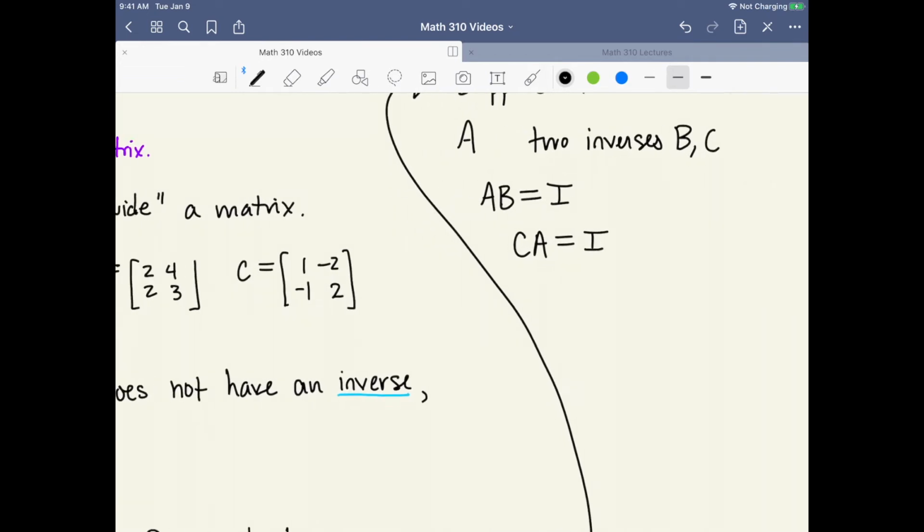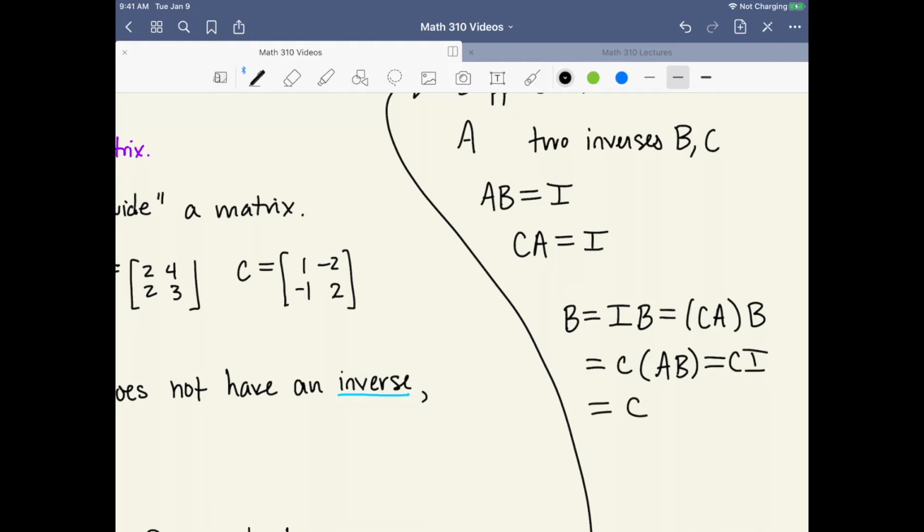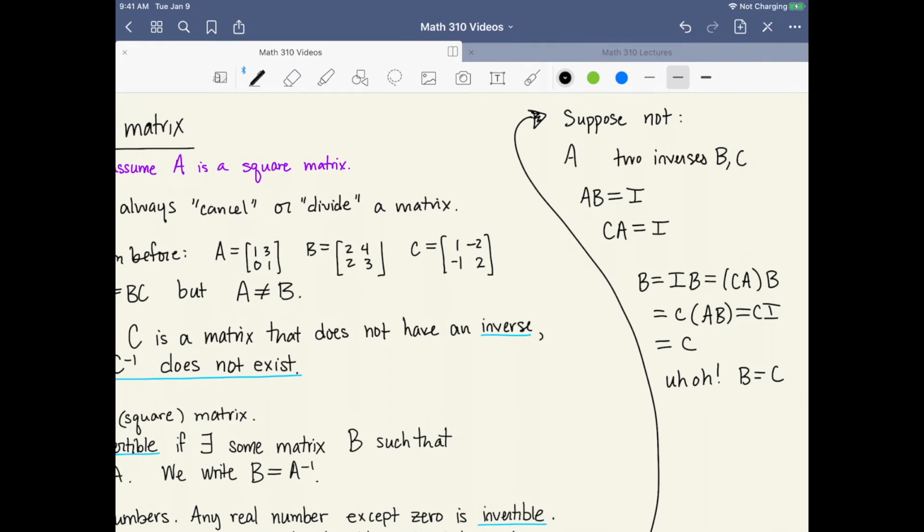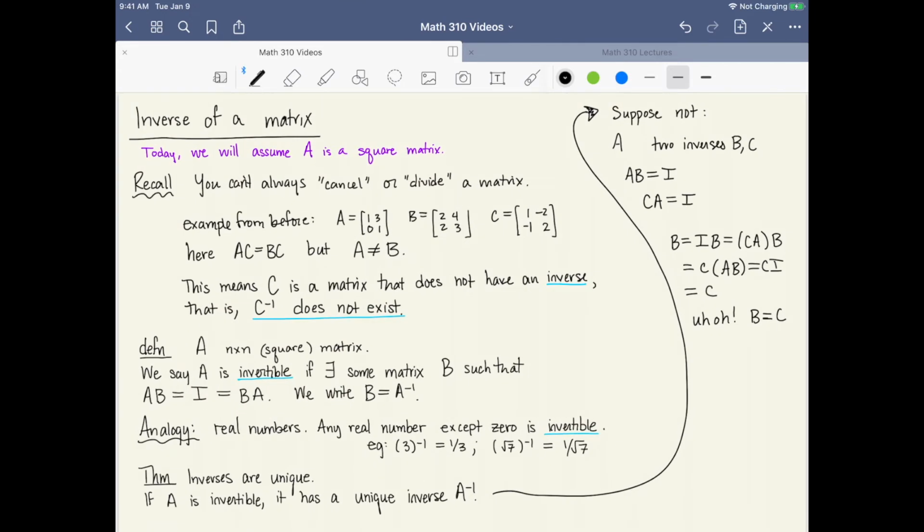But if that were the case, then we could do the following. We could write B as the identity times B. And then the identity is CA. So in parentheses, that would be (CA)B. But now the associative property of matrix multiplication tells me that this is the same thing as C times AB. But AB is the identity. So this is C times the identity, and that's equal then to C. But that tells me that B is equal to C. So they weren't really different. They were in fact the same matrix. So this right here is a quick proof for why inverses are unique.